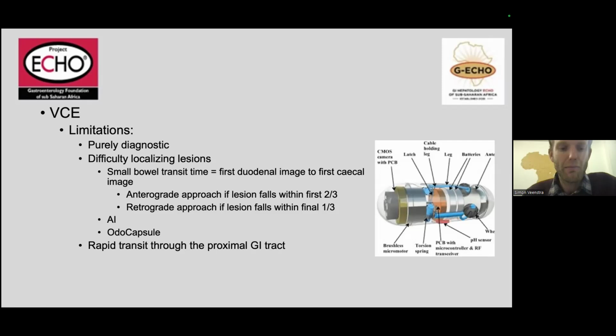With artificial intelligence and things like that, I'm sure we'll see a lot more precision coming through with regards to localization. And there are also other technologies or variations of capsules, like this Odo capsule, which has wheels on the side, which actually directly measure distance traveled as it goes through the bowel. Other limitations include the rapid transit through the proximal GI tract, and so it's not as good at detecting lesions in that area, but obviously one hopefully would have done a high quality upper scope prior to performing the video capsule.